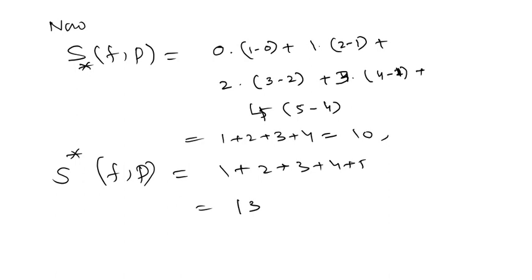Okay, but you will see that the upper sum is always greater than or equal to the lower sum. So you can always see this. Here you have the lower sum is 10 and the upper sum is 13. So 10 is less than 13. But in general, it is also true for any bounded function f, and for any partition P, the upper sum is always greater than or equal to the lower sum. This is true.